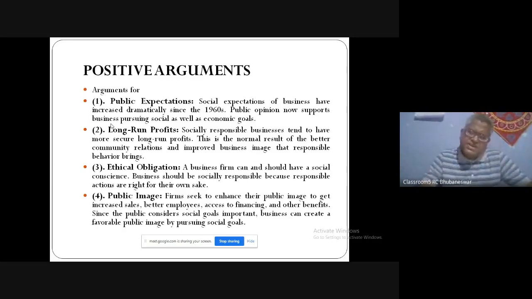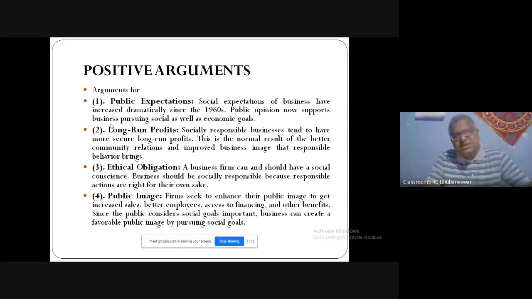The second point is long run profit. Long run profit means they are responsible for not only securing the long run profit, they are more focused towards better community living, a better standard of living, a better way of doing business, creating a better image of the business, and responsible behavior can bring out a new future, a new direction through CSR activities.